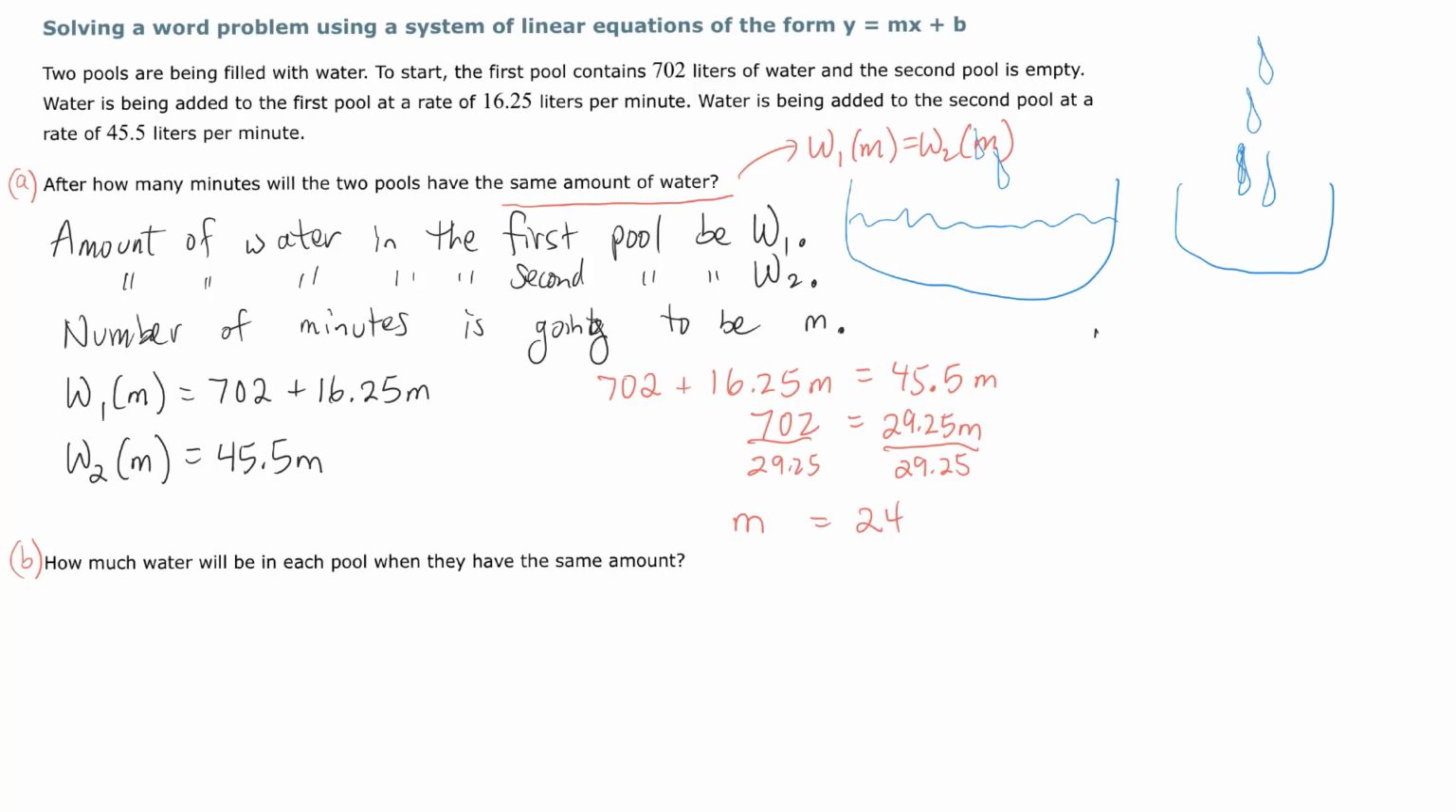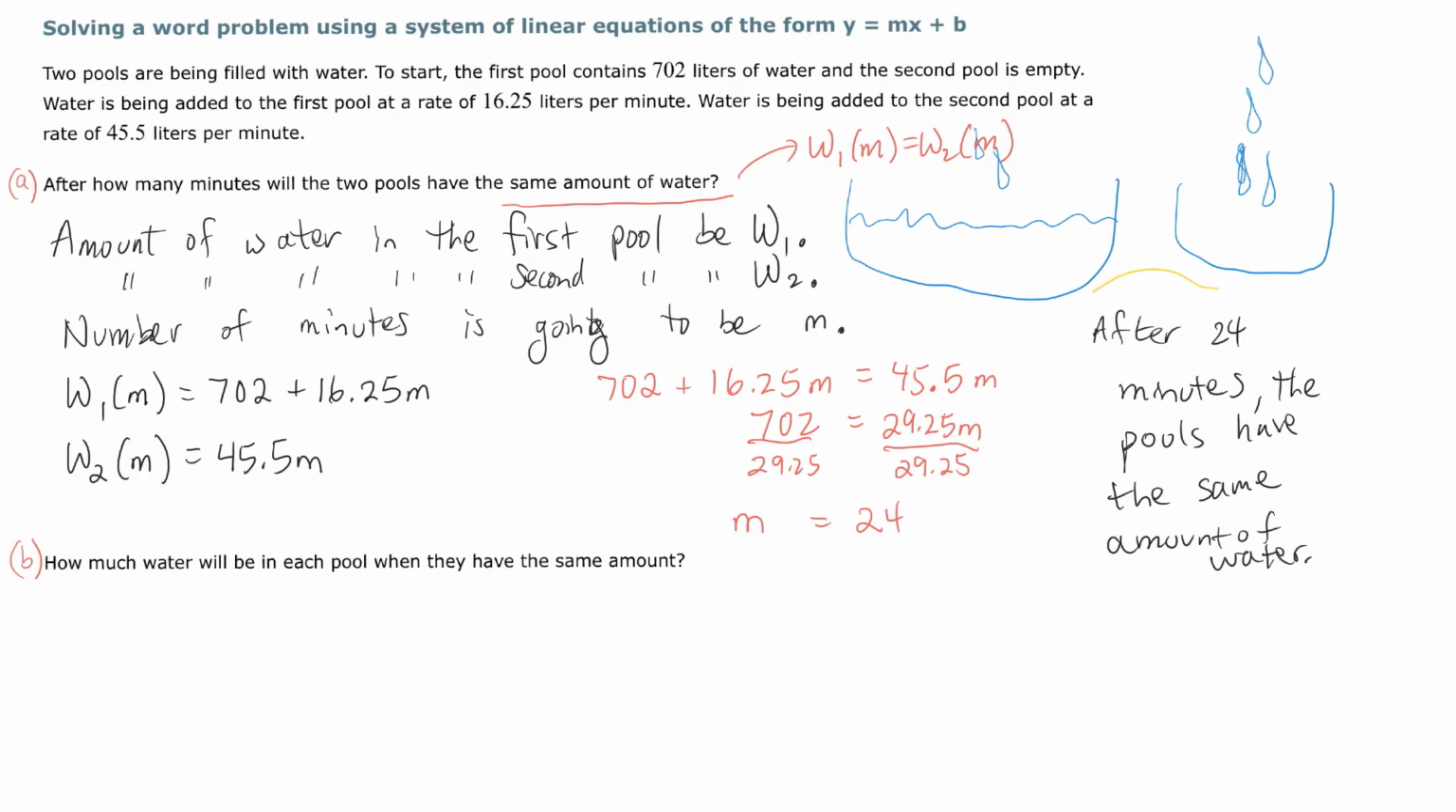So we could say after 24 minutes, the two pools have the same amount of water. And we could circle that. Let's go to the second question.